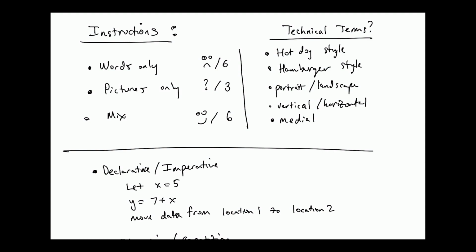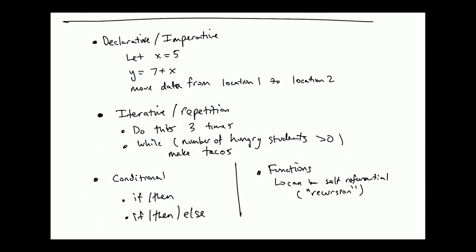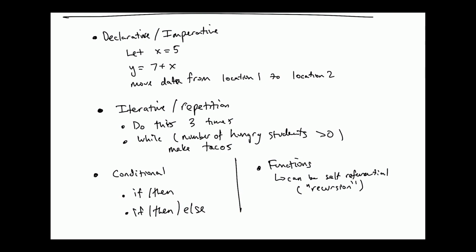What were the kind of types of expressions that we had? Okay, so you guys had declarative or imperative expressions, which were like, do this, fold this thing here, put this piece there, let this variable have some value, do some sort of mathematical operation. Okay, and those can be just kind of whatever.